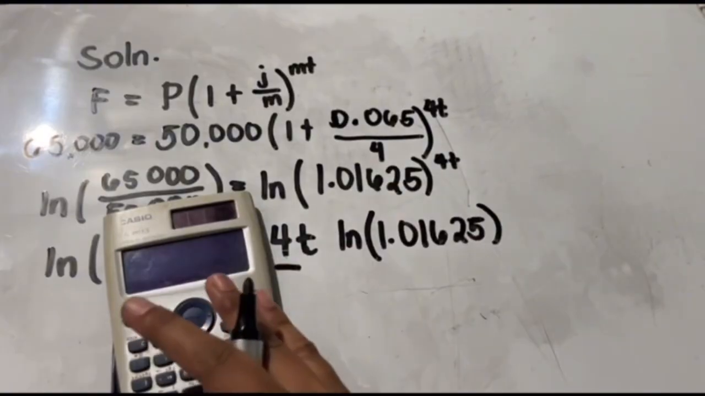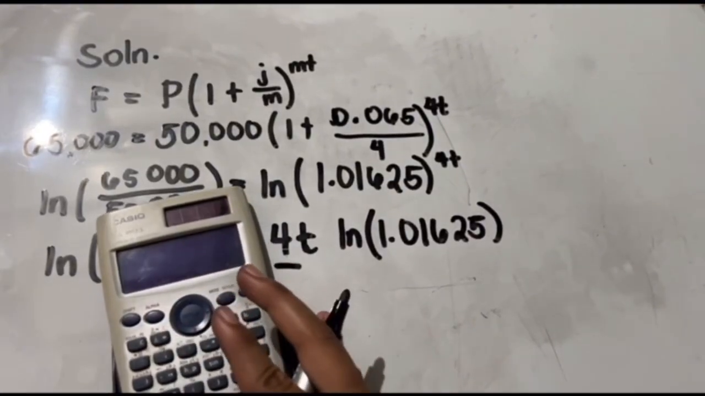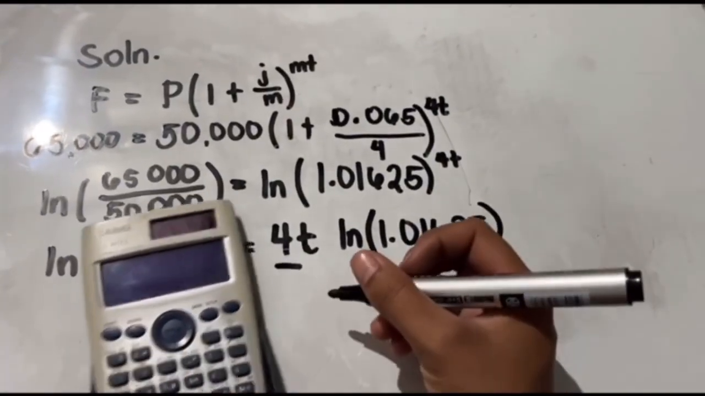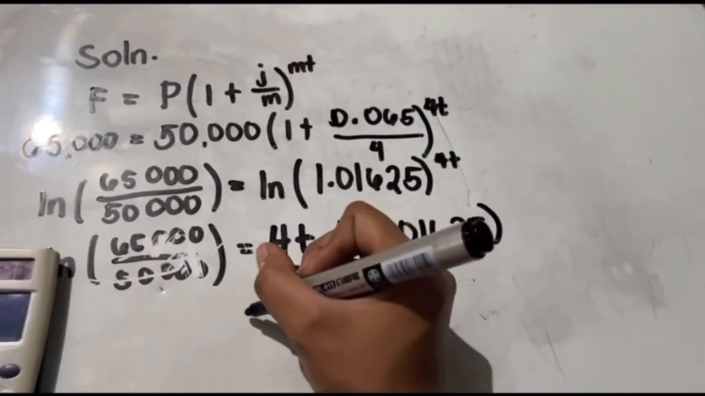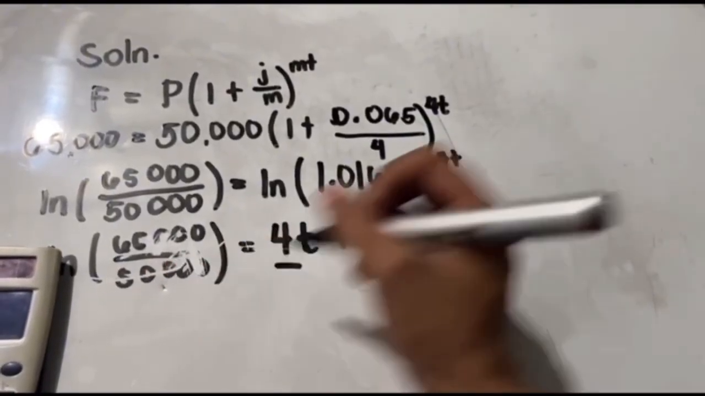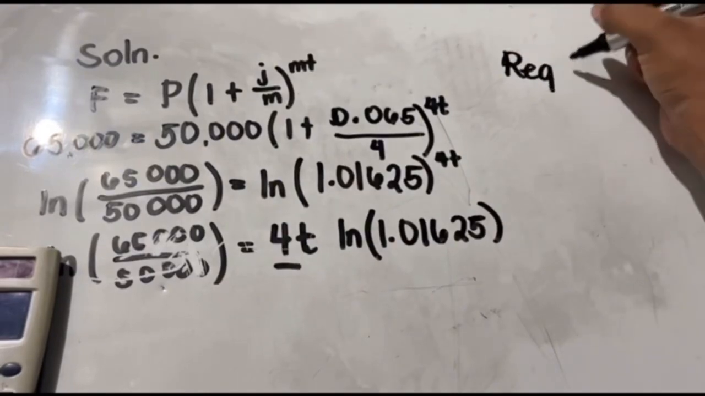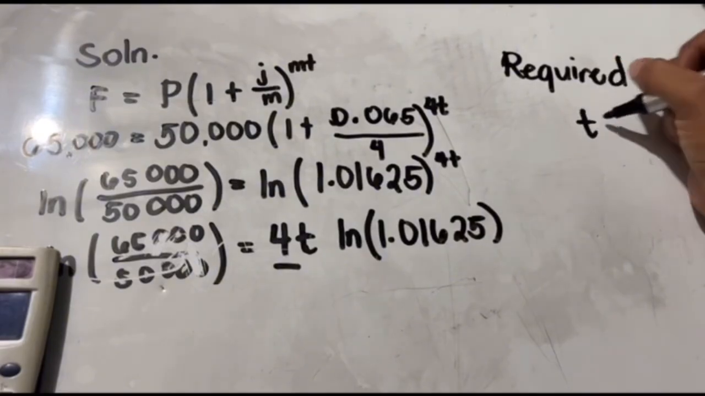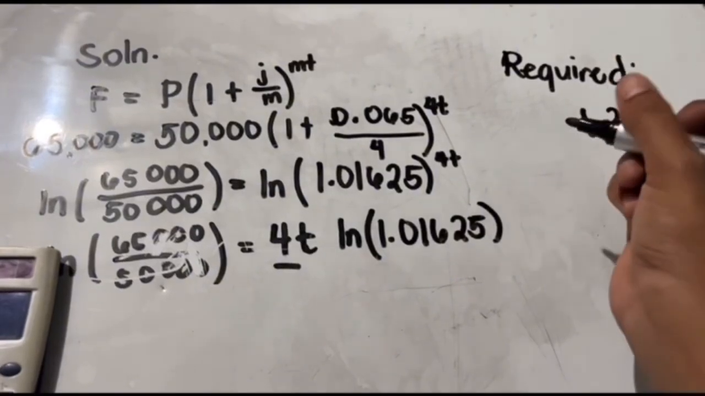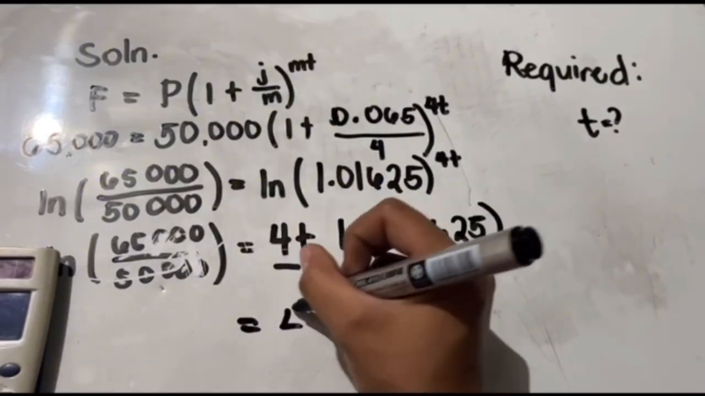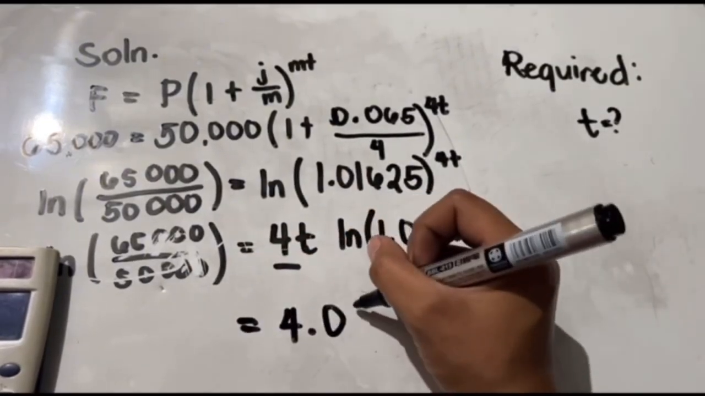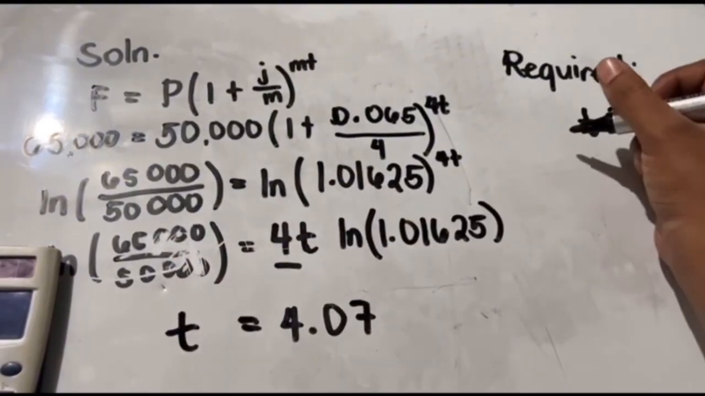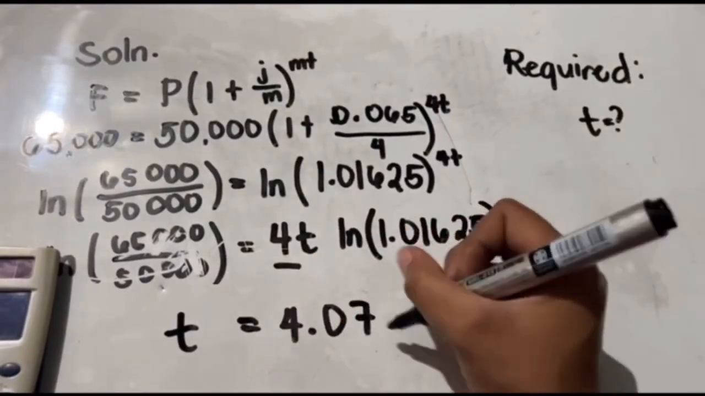So divide by 4. The answer is 4.069080726. So now we get our t, the required. The required is t. So the answer to this is 4.07. So this is our time. The time is 4.07 years.